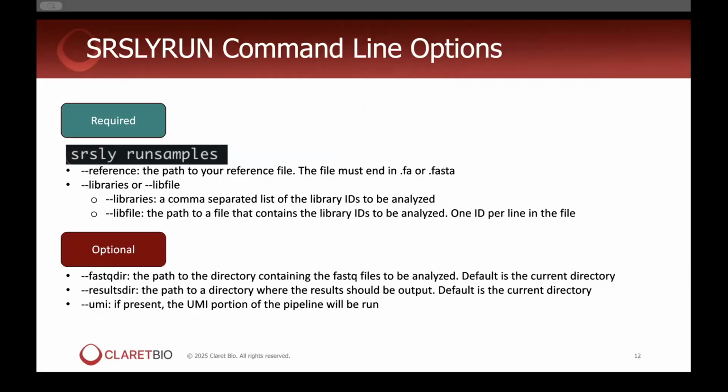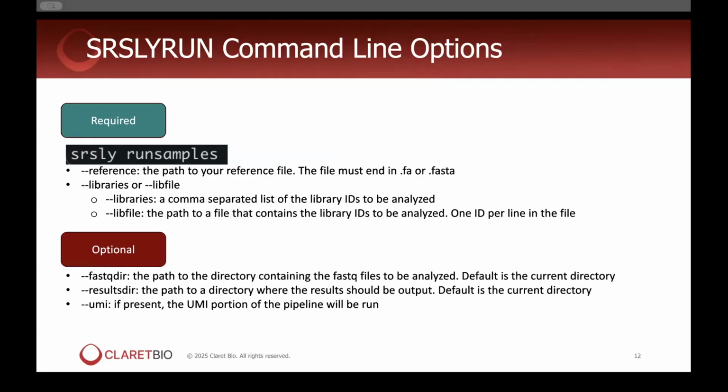And so I'll go over what needs to get run, or how you are going to be running this, as well as the different options that you're going to be needing to use. So with srslyrun, we have two types of options. We have required options and then optional ones. Required ones are going to be needed every single time you run the srslyrun software. And so what we'll need to do first for every single run, you'll start with srslyrun samples.